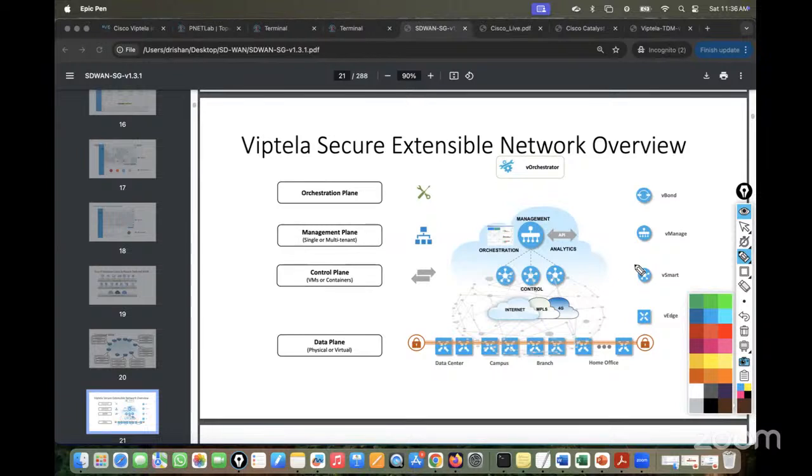Single tenant basically refers to where only a single customer is being managed, and multi-tenant where more than one. Very nice. Okay, so see, single tenant means, let's suppose, just one example.